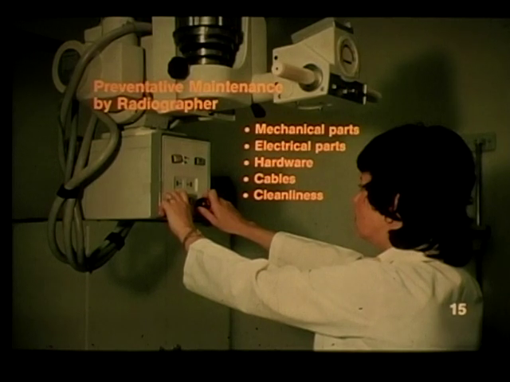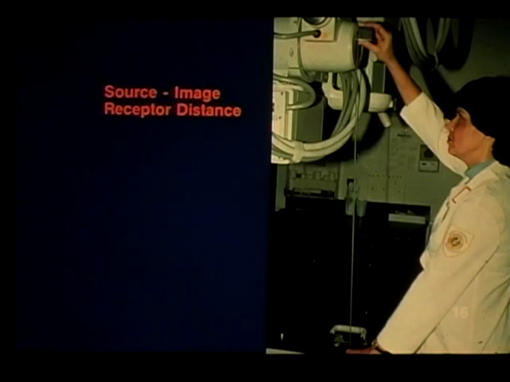Every 3 or 4 months, the mechanical and electrical parts of the equipment should be checked for strength, function, and safety. The radiographer should test the locks, brackets, clamps, knobs, and other hardware for security and function. The cables, especially the high-tension cables, should be inspected to ensure that they are not becoming cracked or frayed. Also, the entire room should be visually inspected for cleanliness.